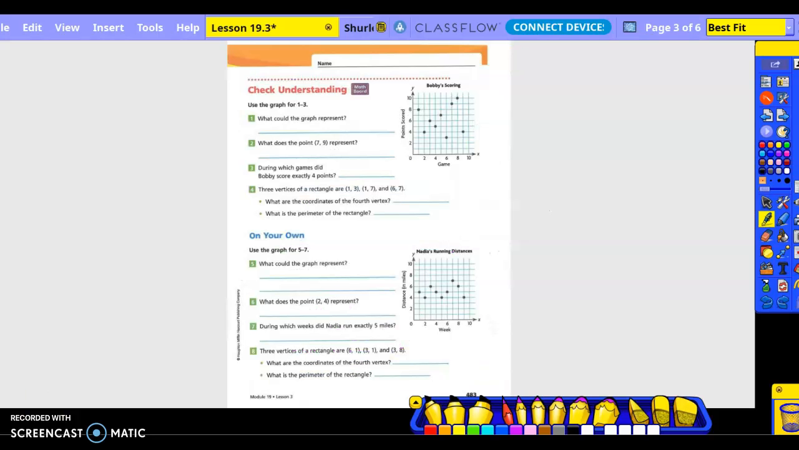Check for understanding. Use the graph for numbers 1 through 3. What could the graph represent? So we have a title of Bobby's scoring, and then we have the games, and then points scored. So what could it be representing? Well, the number of points scored in each game. Okay.